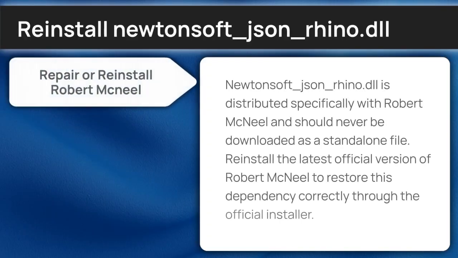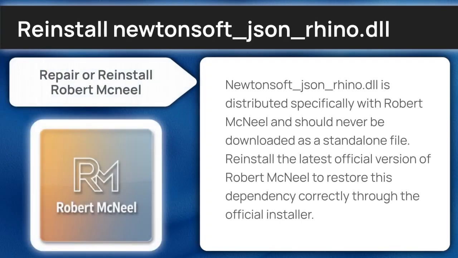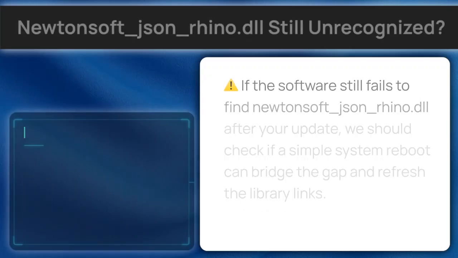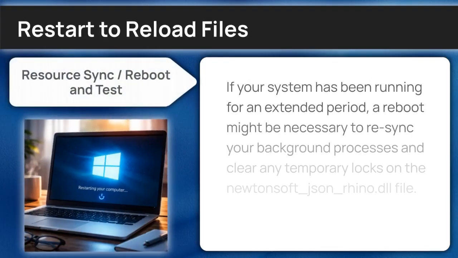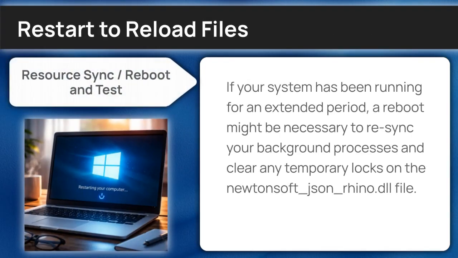Newtonsoft.Json.Rhino is distributed specifically with Robert McNeel and should never be downloaded as a standalone file. Reinstall the latest official version of Robert McNeel to restore this dependency correctly through the official installer. If the redistributable repair didn't resolve the pop-up, the next logical step is to analyze the local environment for process conflicts. A standard reboot clears out temporary memory conflicts and gives the Windows loader another chance to properly register the Newtonsoft JSON Rhino module component during startup.